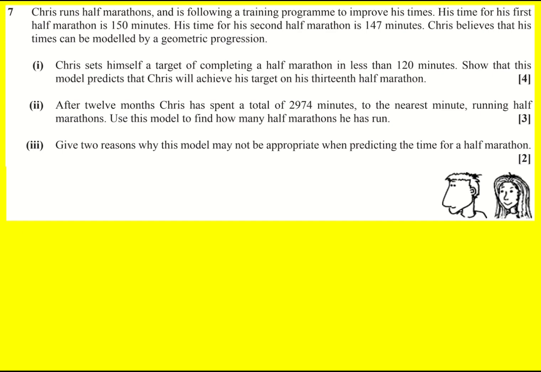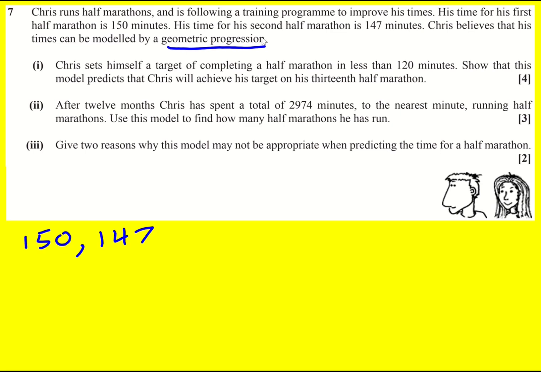Given here are two terms, 150 for Chris's first half marathon, and then 147 for his second. And we're asked to try and model it using a geometric progression. So let's try and do that.